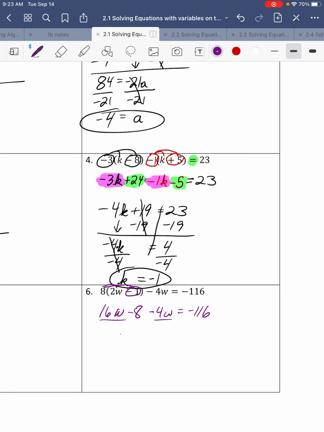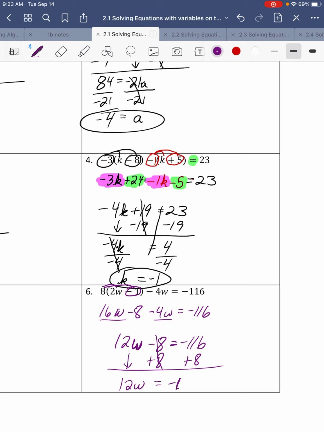Get your like terms together. 16w and negative 4w is 12w, minus 8. Those are your like terms. Across the equal sign now, there are like terms, a negative 8 and negative 116. We're going to move the negative 8 away from the side of the equal sign with the variable. So the opposite operation is plus 8.